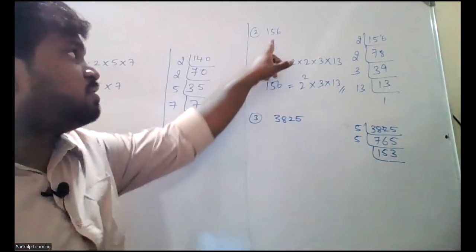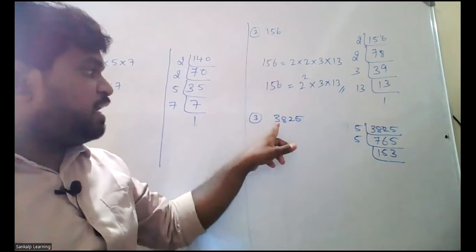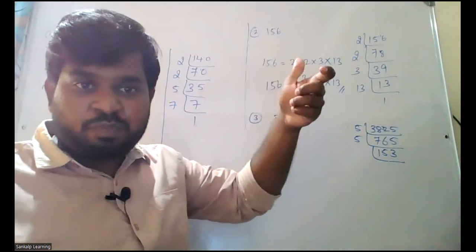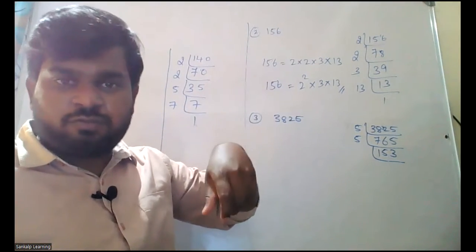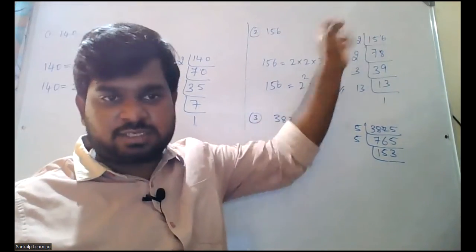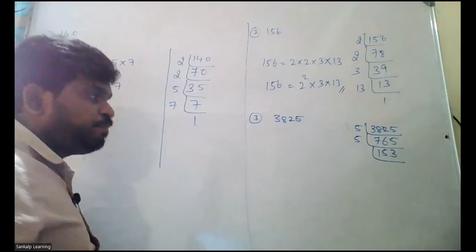For example, let's take this itself. 1 plus 5 is 6, 6 plus 6 is 12. So 12 is divisible by 3. Therefore, this entire number is also divisible by 3. You could have started with 3 itself. This is how we check.